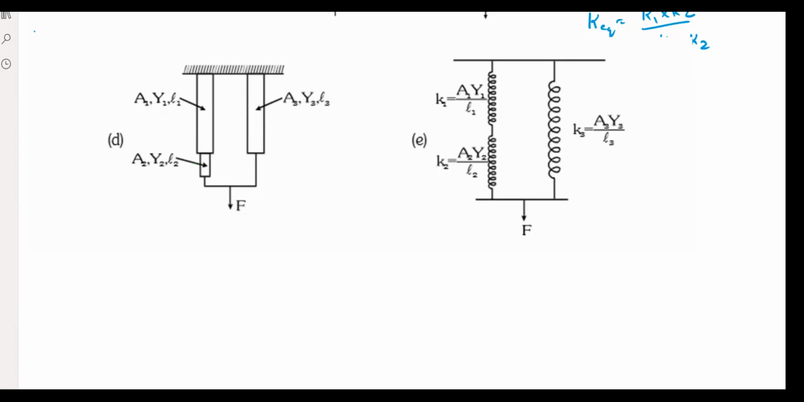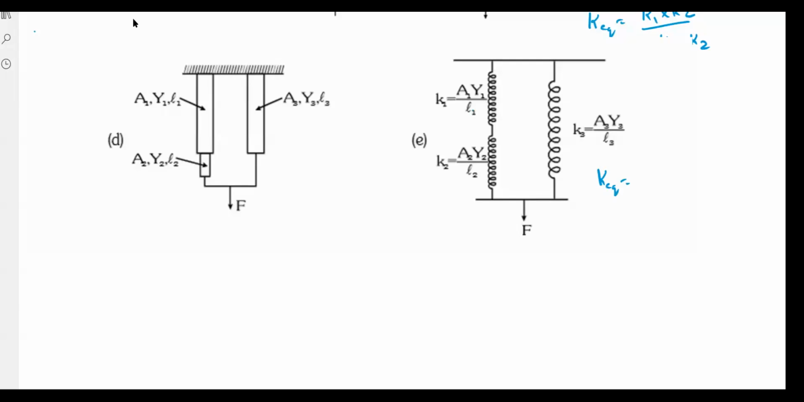I'll give you 2 minutes. Just give it a try first. If you have to replace everything with only one spring, then what would be K equivalent for that spring? That is what I'm asking. I'll give you 2 minutes. So it should be what? Think about it. Don't you think K equivalent should be what?